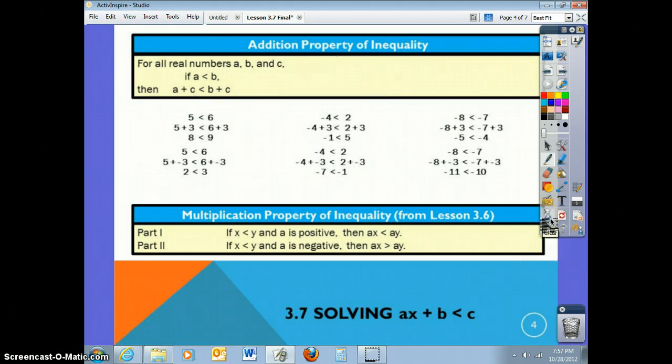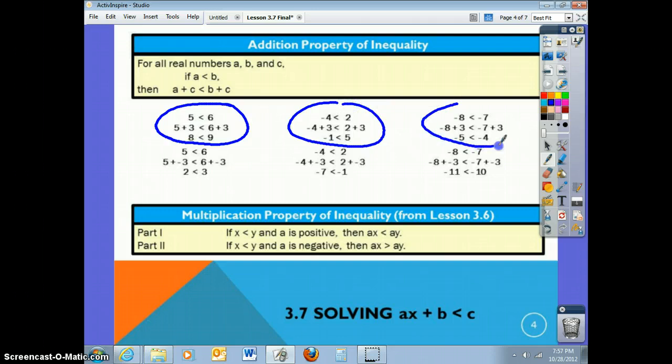So I have a bunch of examples of this here. We're using 2 positive numbers, a negative and a positive number, and 2 negative numbers. And you can see, regardless of the situation, if I add 3 to both sides, and it's 2 positive numbers, I still end up with the same sense of the inequality. This inequality at the beginning and end does not change. And that's true if I have a negative and a positive number. It's also true if I have 2 negative numbers. Adding a 3 to both sides does not change the sense of the inequality. It does not flip the inequality symbol.